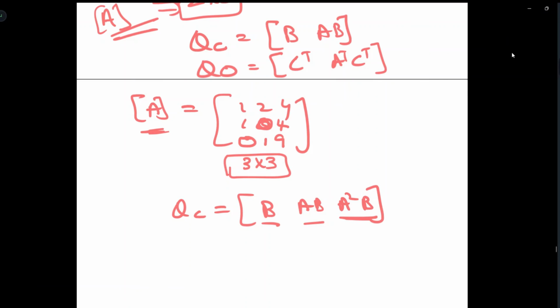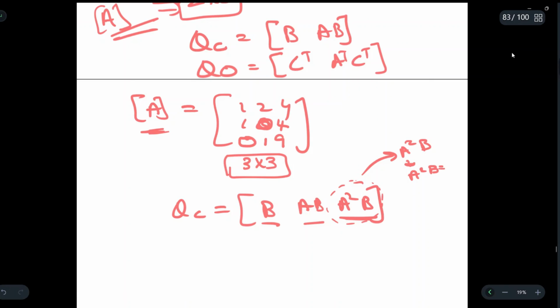It is exactly the same. We just have to find one more term, that is, A square into B. First of all, we will square the A matrix, then multiply it by B, and then we will put that resultant matrix in this matrix, and we will get the final QC matrix.